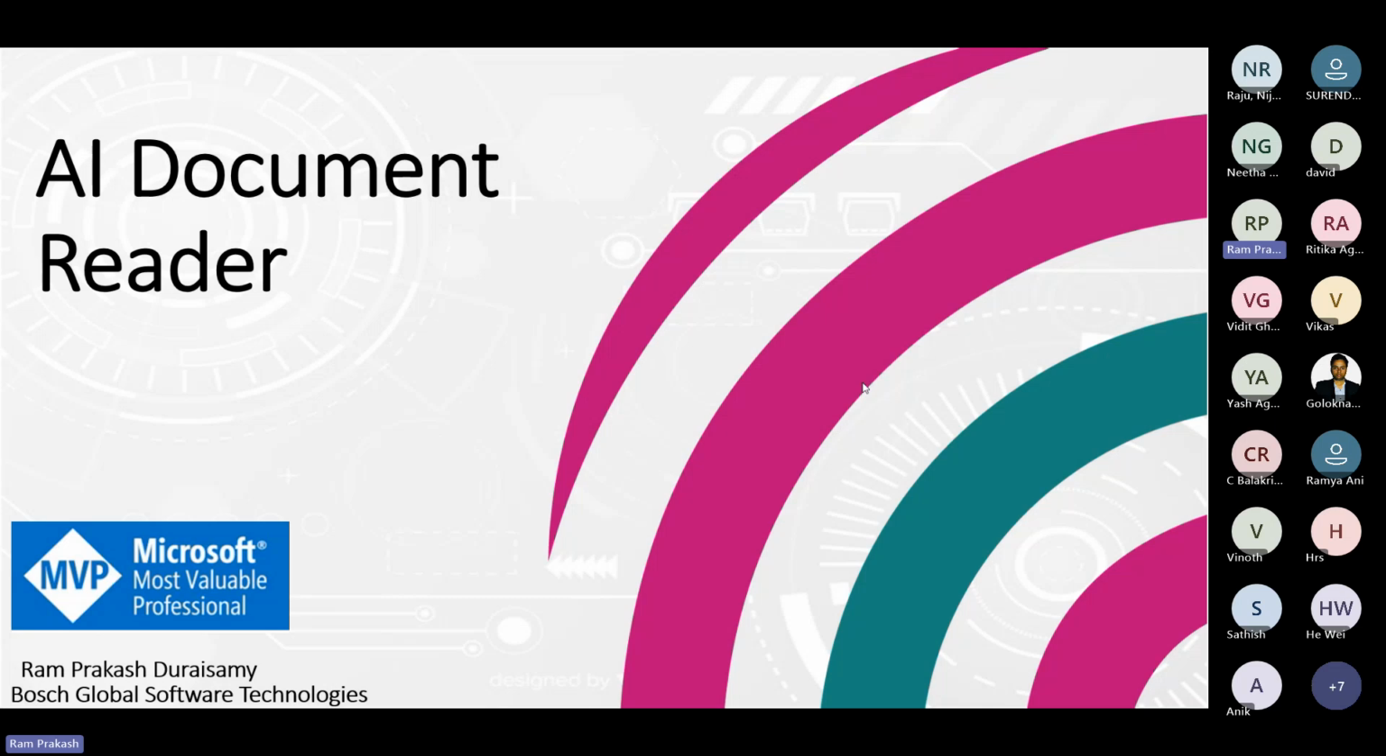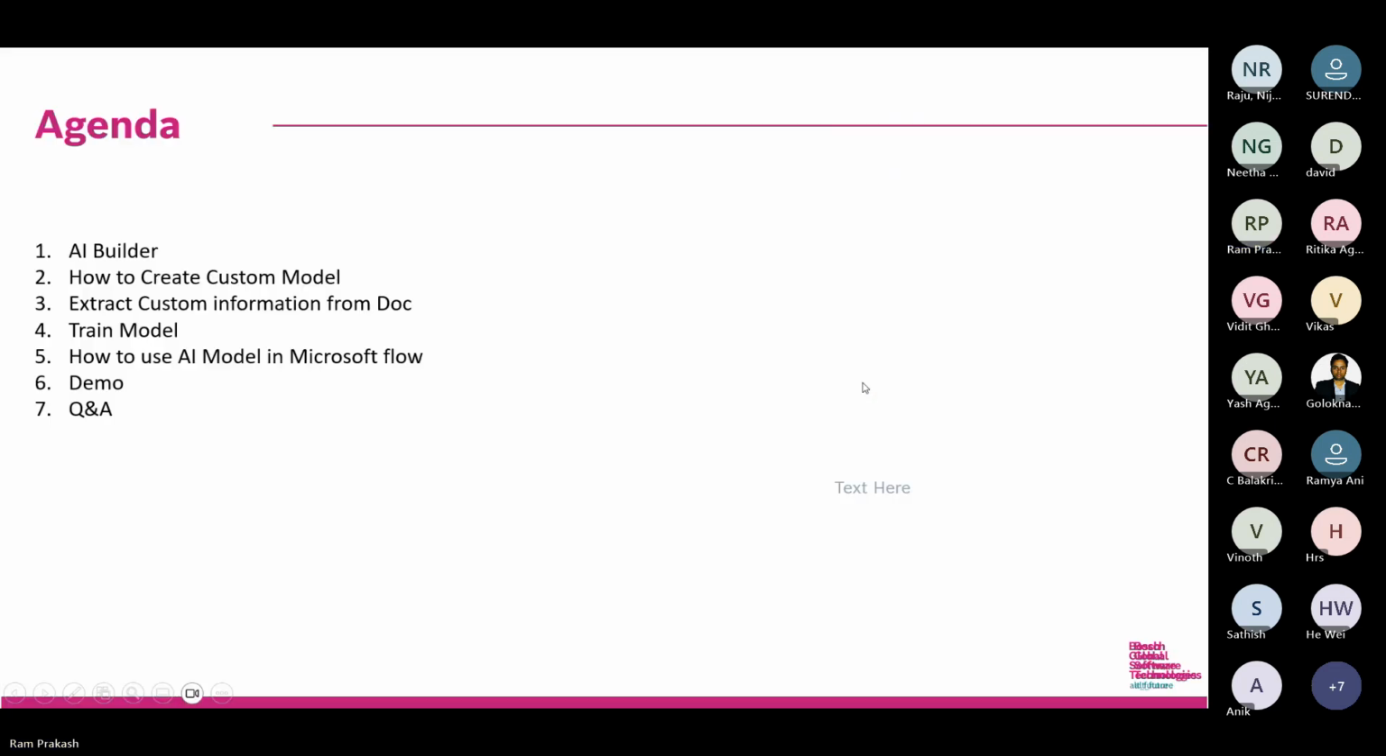So today's agenda is what AI Builder is, how to create a custom model, how to extract custom information from a document, how to train the model, and how we can use that trained model in our Microsoft Flow. Then we'll see the demo and go for the Q&A part here.